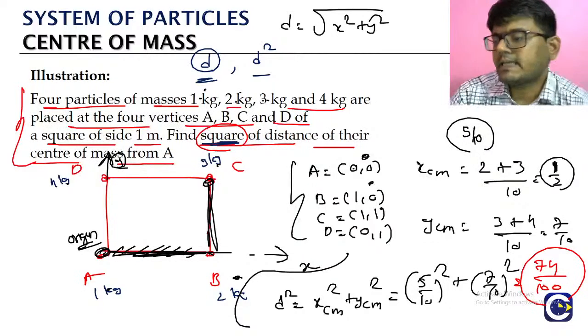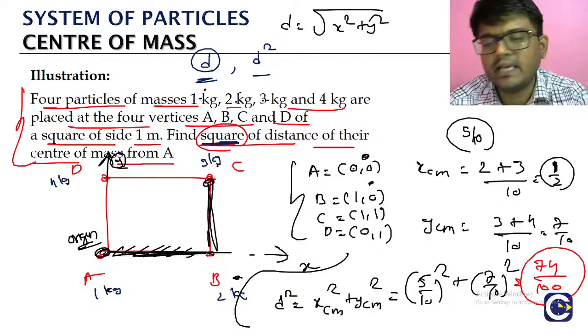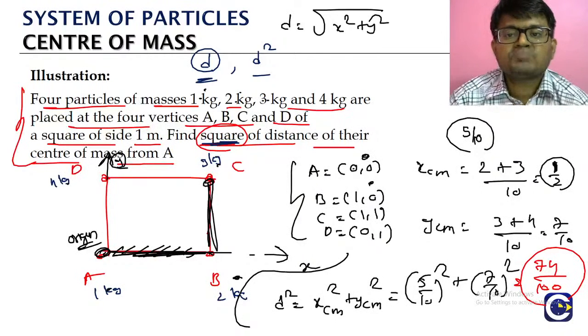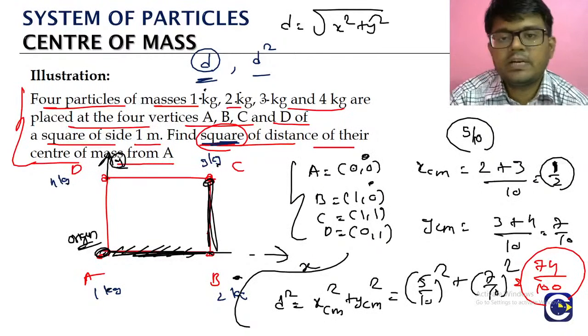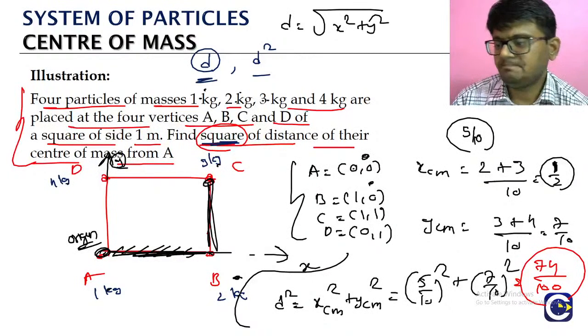Okay, check it guys. What is the answer? 74 by 100, or we can cancel, means it will be what? 37. 2 2s are 74, right? It will be 37 by 50, like that we can cancel and write. Otherwise we can leave it as it is.